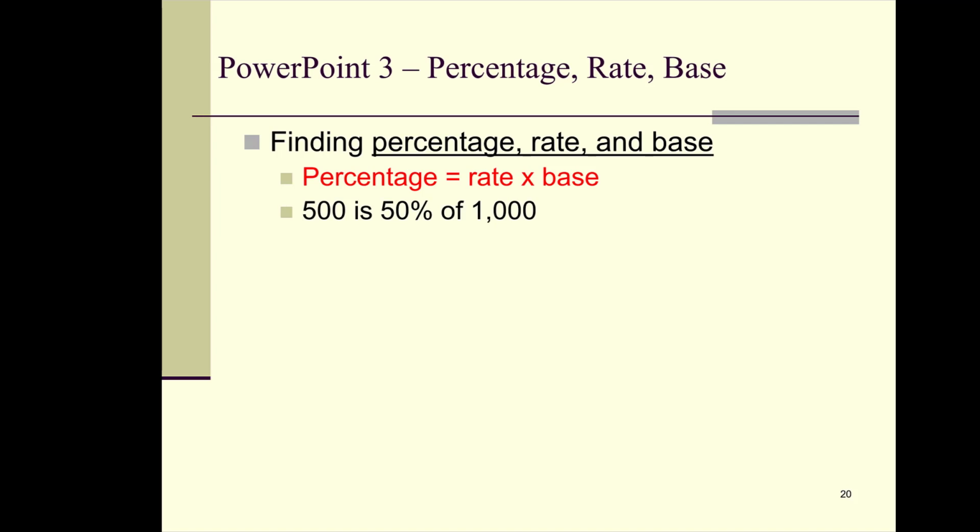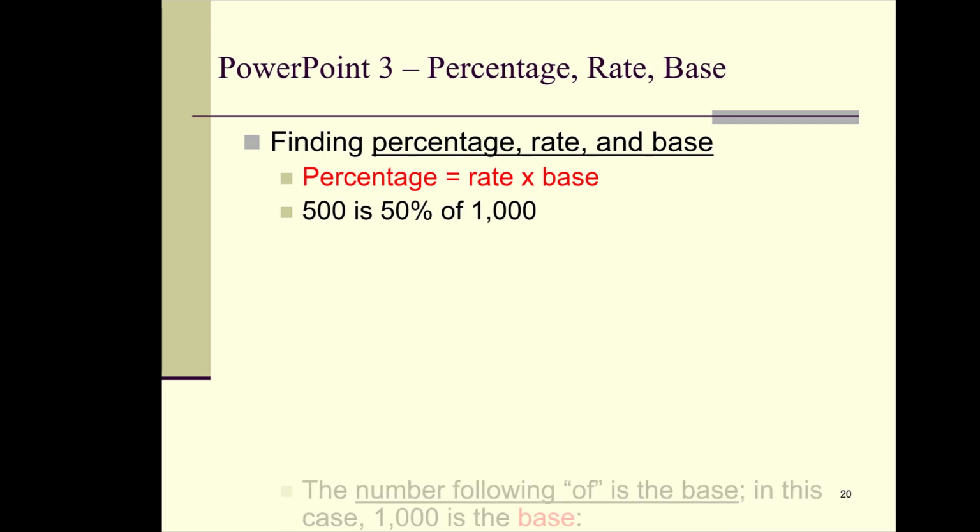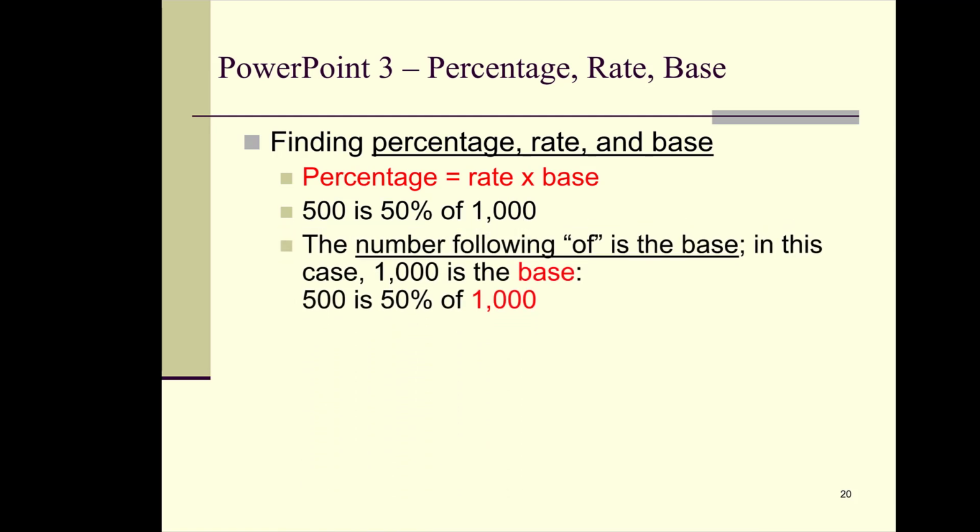So we have to determine which of these numbers is the percentage, which is the rate, and which is the base. The reason we're doing it is because if we're given two of the three terms, we can use simple algebra to calculate the missing term. So the number following the word of is the base. So notice the statement is 500 is 50% of 1,000. Therefore, 1,000 is the base.